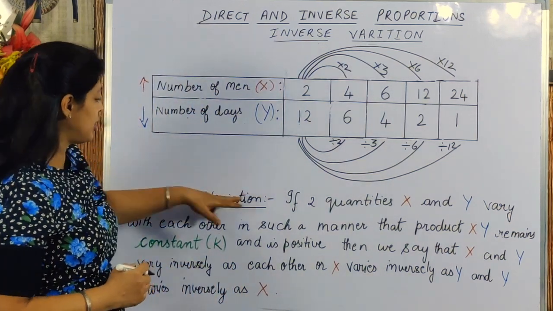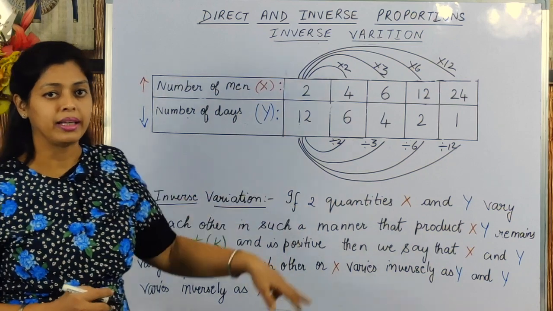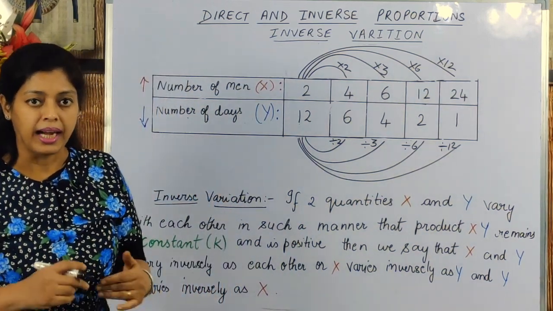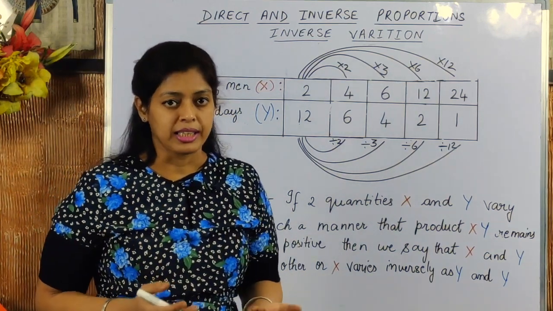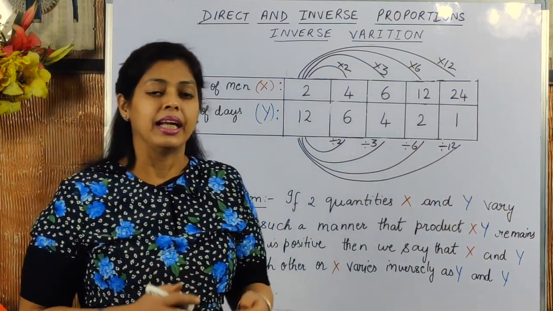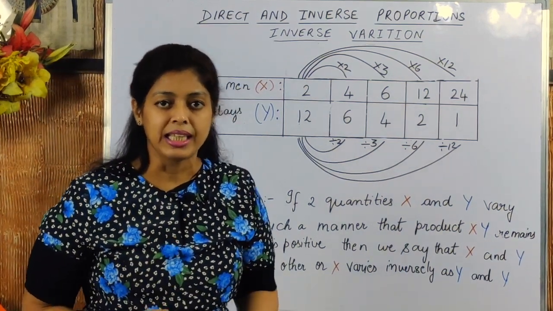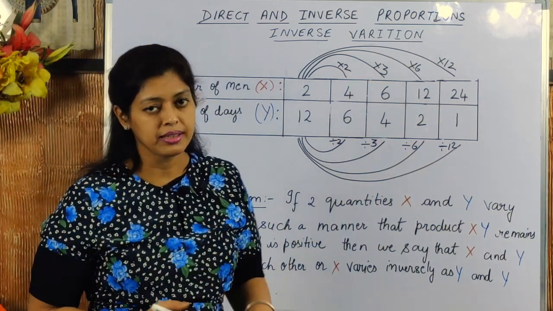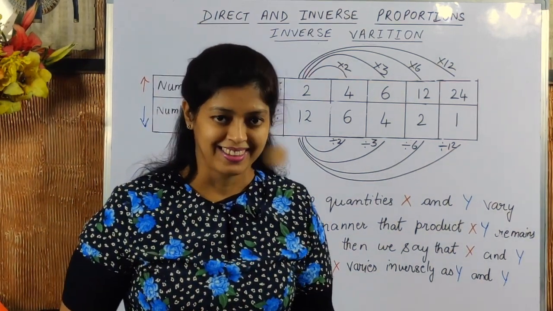So we can define inverse variation as: if two quantities x and y vary in such a manner that the product of xy is constant and it is positive, then we can say that x and y vary inversely as each other, or x varies inversely as y and y varies inversely as x.